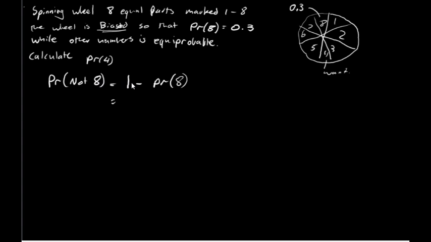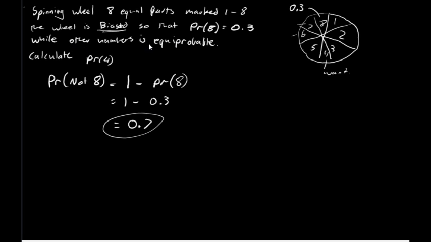So 1 minus the probability of 8 is 0.3. So the probability of getting any other number except for 8 is 0.7. Which makes sense because 0.3 plus all these other numbers will give me 1 in total. So it's the difference between them.